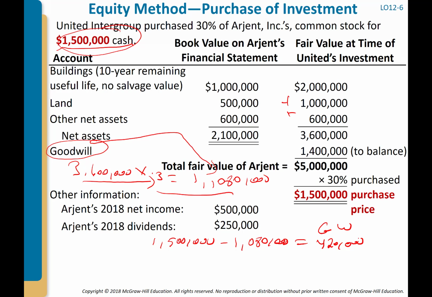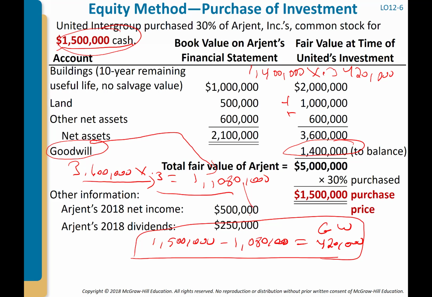Okay, good. What did they say the goodwill was up here? 1,400,000. 1,400,000 times 30% is how much? 420? Okay. So all I'm showing you is the way I like to calculate it is right here. I just look at the difference between what I paid versus the fair value of what I purchased. That difference is goodwill. Is there a question, guys?